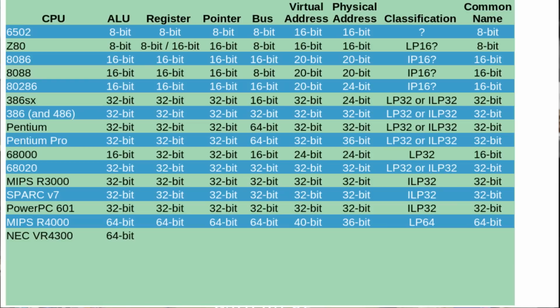NEC created a derivative CPU based on the same architecture called the VR4300, and a version of that was used in the Nintendo 64. 64-bit ALU, as far as I can tell, the version used in the Nintendo 64 also had a 64-bit ALU, but I couldn't find any documentation to confirm that.